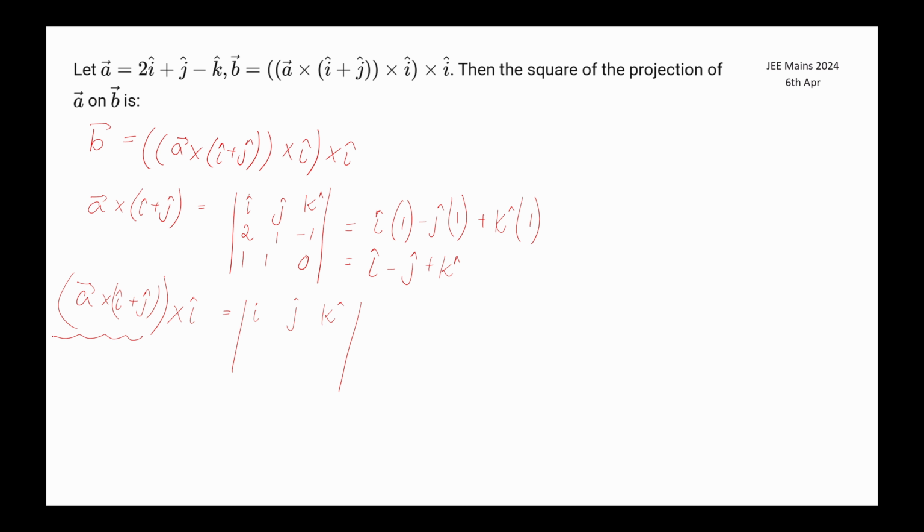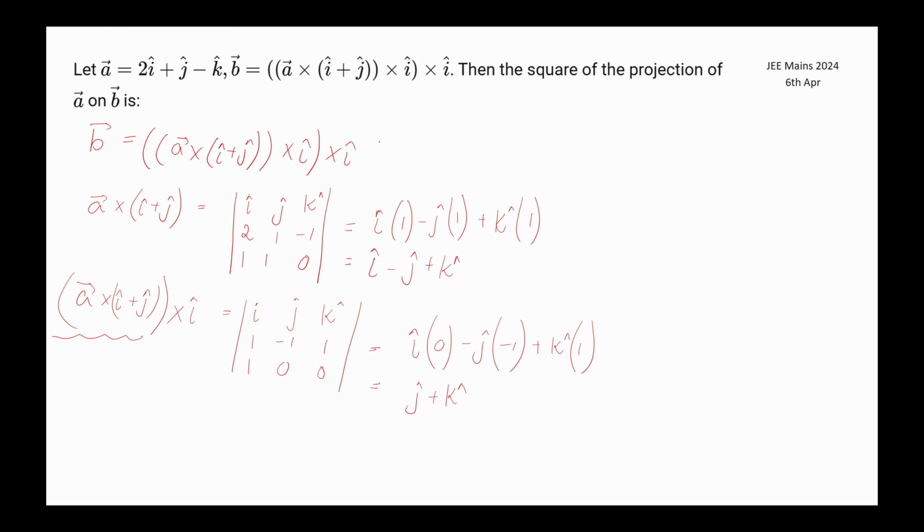And for this value we have our vector components. So this would be 1, minus 1, 1. And here we would have 1, 0, 0. So what would this turn out to be? i cap, this would be 0, minus j cap, this would become minus 1, plus k cap, and this would become plus 1. So from here we get j cap plus k cap.